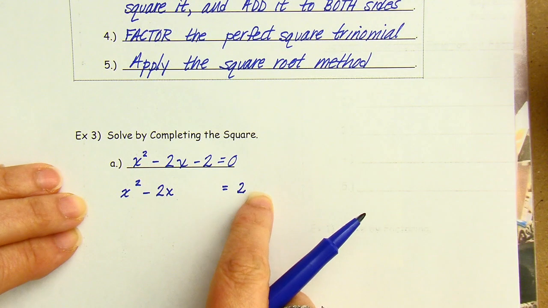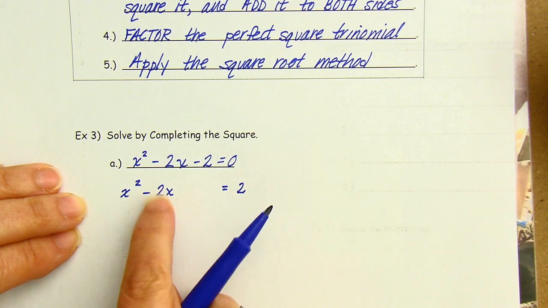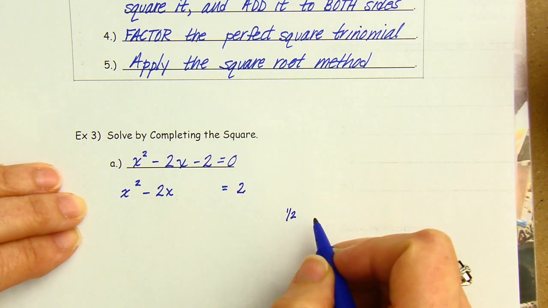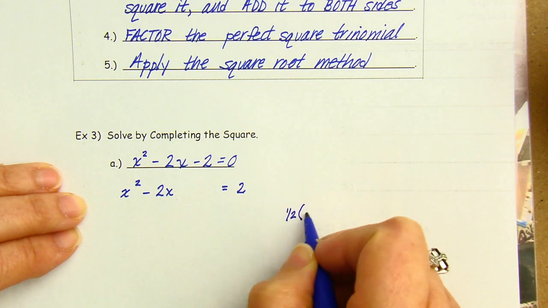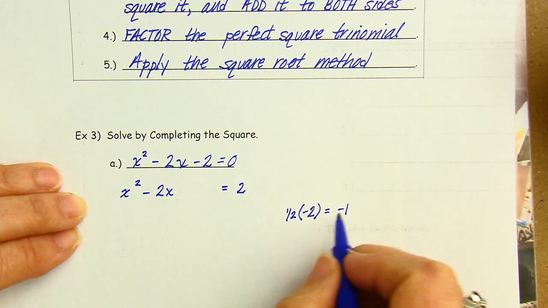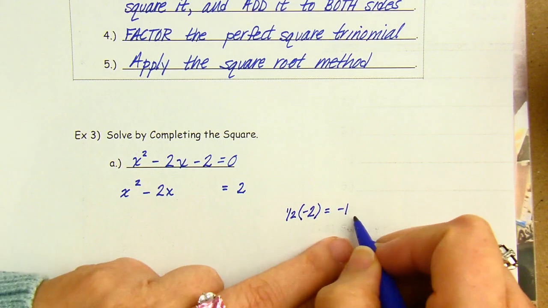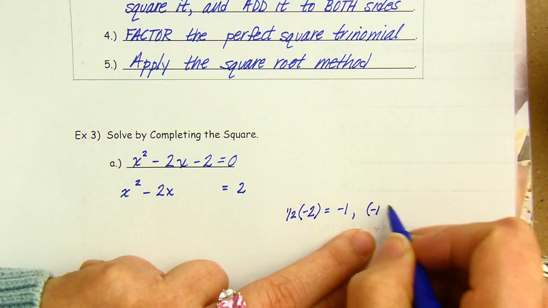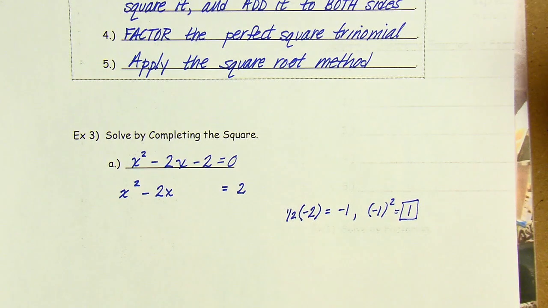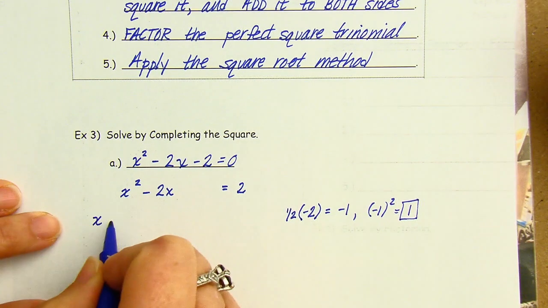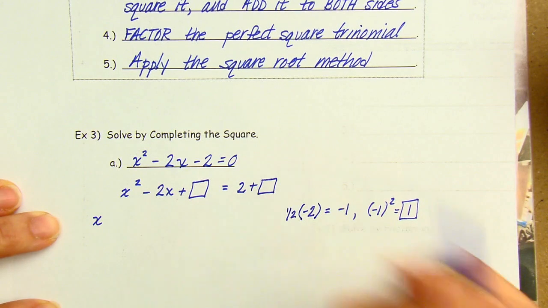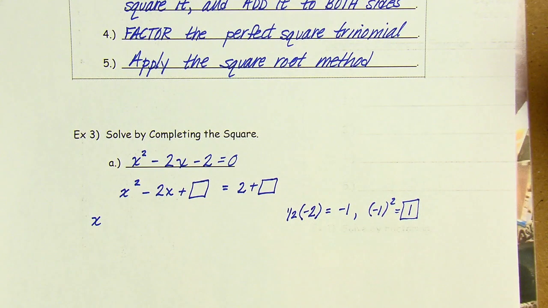Now I have to take half of the coefficient of the linear term, this middle guy. Half of means multiplication in math, half of -2 equals -1. And then you have to square that -1. So -1 squared is 1. Now this is the square that I add to both sides. You have to keep the equation balanced, so I have to add that square to both sides.